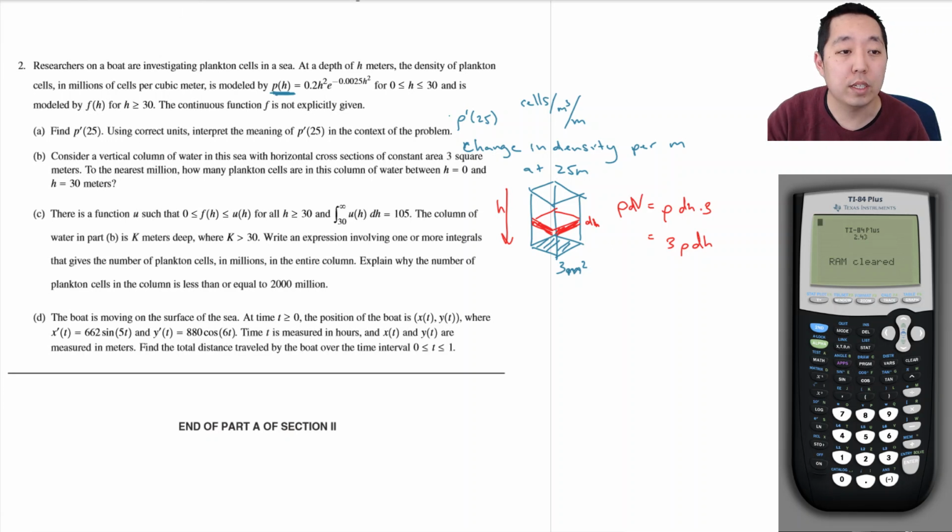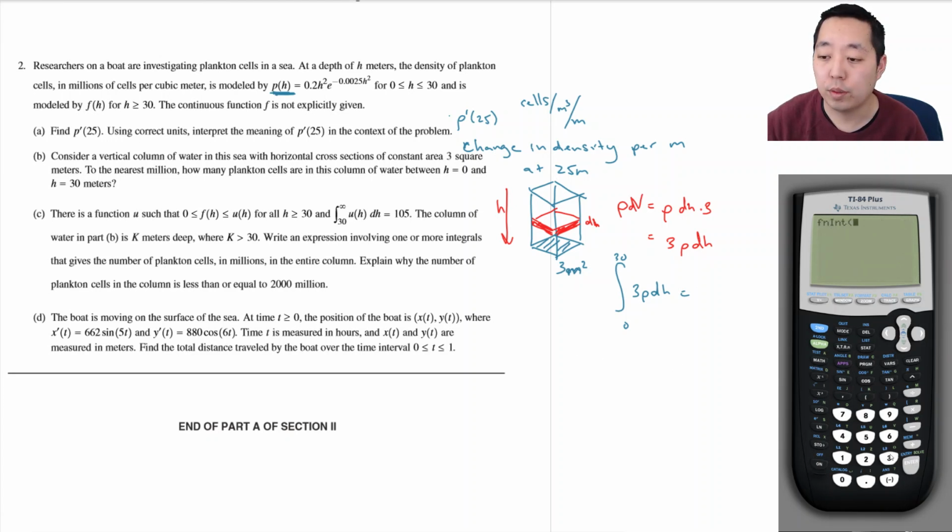So this is how much plankton is in there. I've taken the density and multiplied it by the volume, and this gives me the number of plankton in this region. I want to sum up all of the plankton in that region from 0 to 30. Okay, so I'm going to use my calculator to do this.